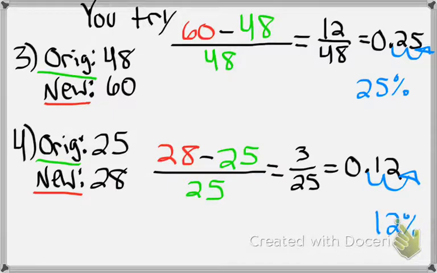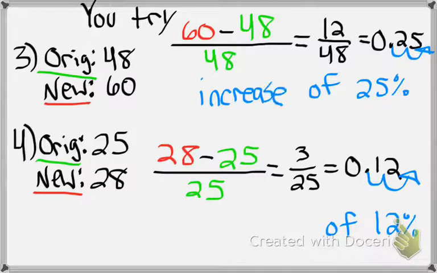Now, just use your common sense to determine whether it is an increase or a decrease. Now, number 3, the original was 48, the new was 60, so it got bigger. So that's going to be an increase of 25%. Now, number 4, it went from 25 to 28, it also got bigger. So coincidentally, number 4 is also an increase.